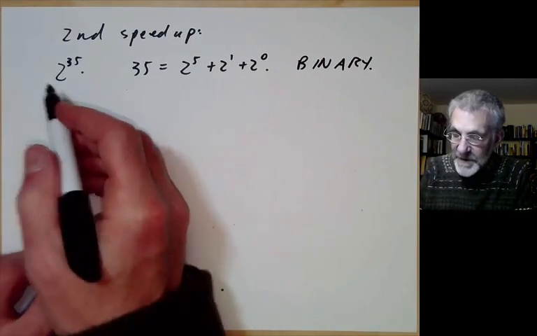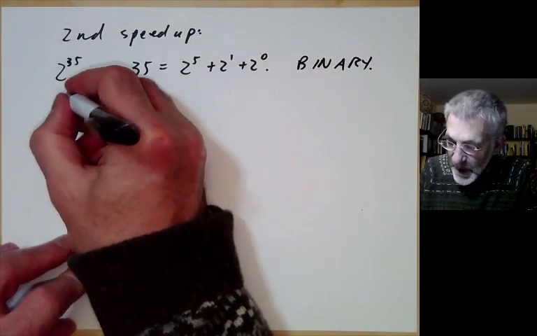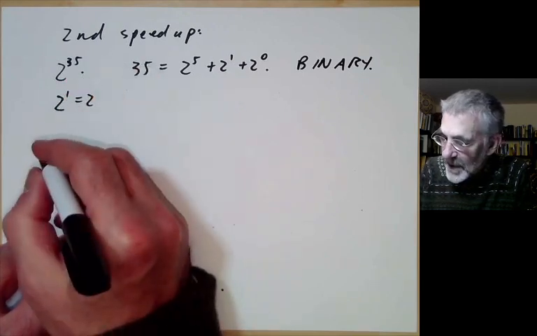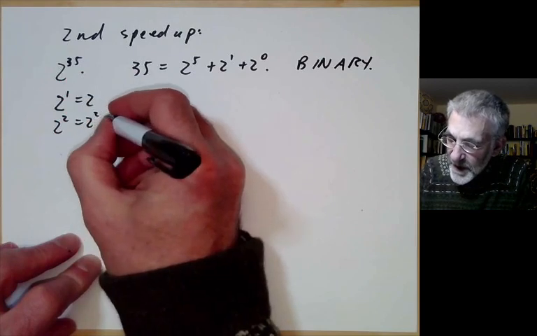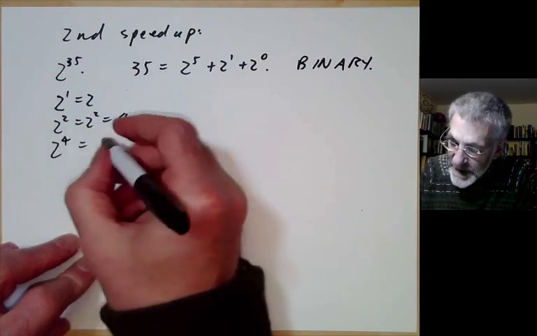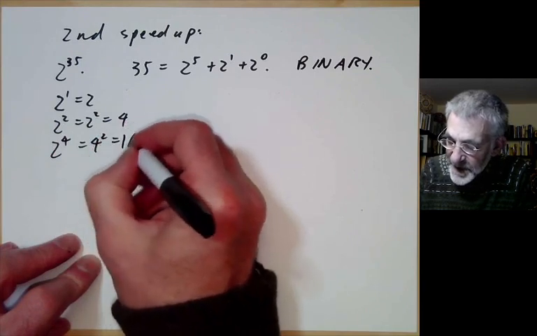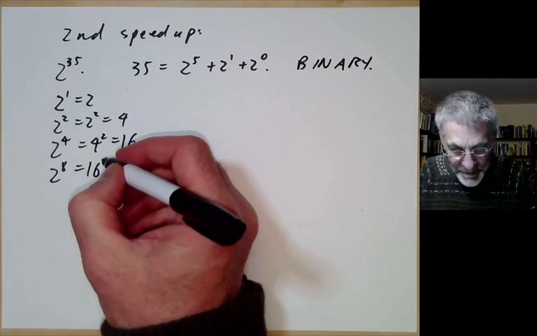And now what I'm going to do is work out powers of 2. So I'm going to have 2^1 equals 2. 2^2 equals 2 squared equals 4. 2^4 is equal to 4 squared, which is equal to 16. 2^8 is equal to 16 squared.